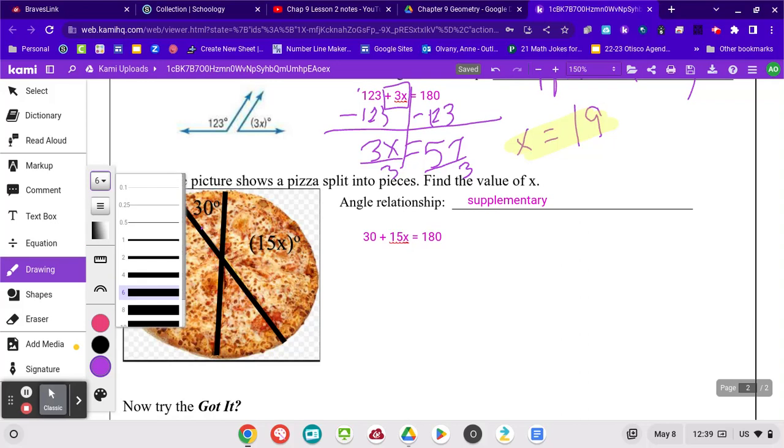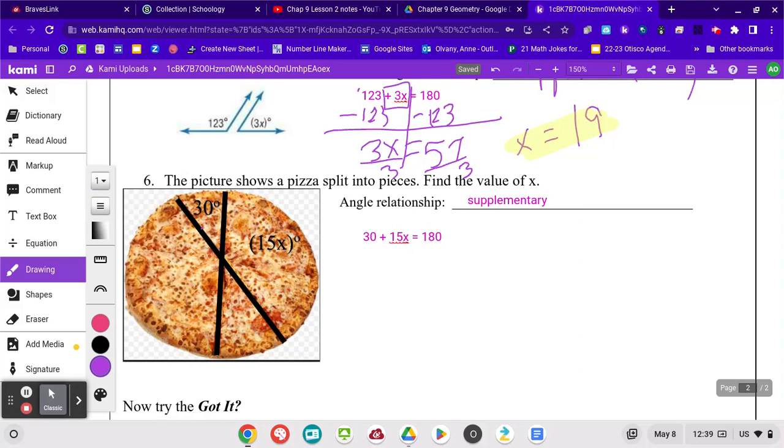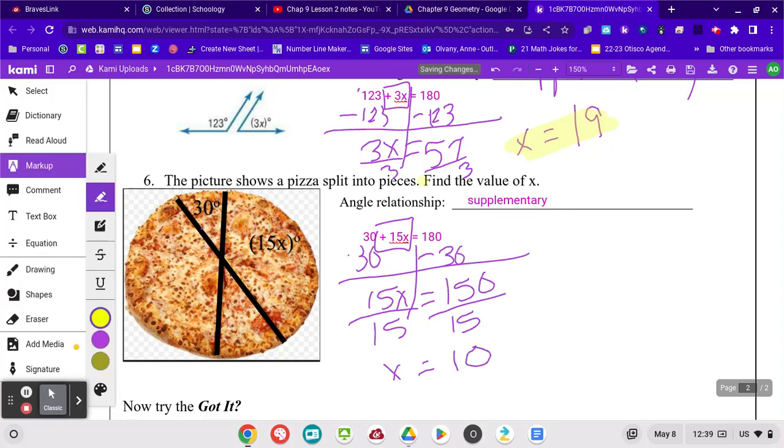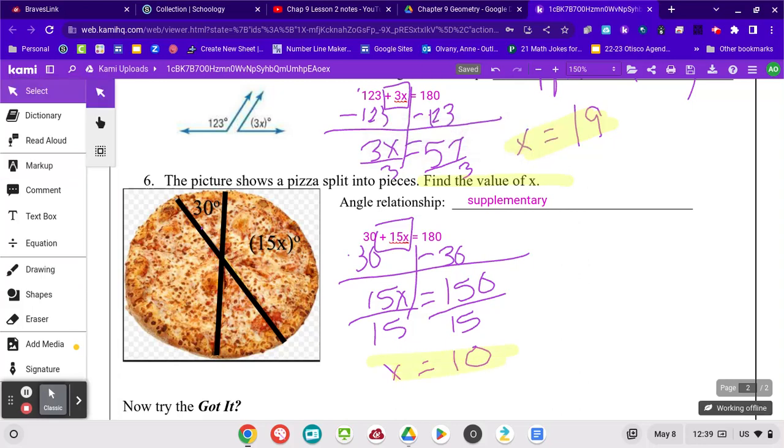Got to make my line thinner again so that I have space. And I'm going to split. I like to box up my variable. Get rid of the 30. 15x equals 150. And when I divide both sides by 15, I get x equals 10. Was that what they asked me to do? Find the value of x. That is what they asked me to do. So I did complete that.